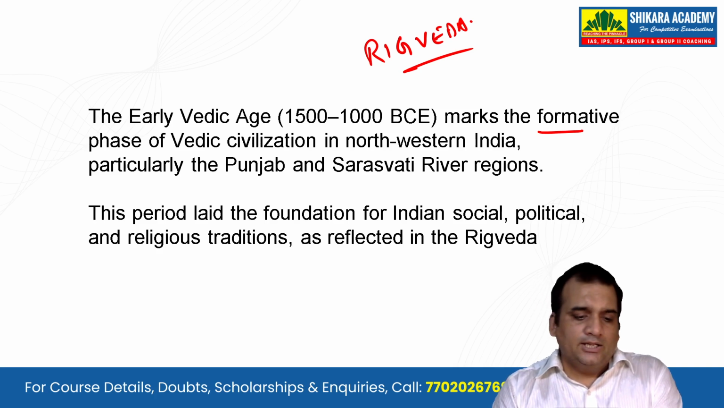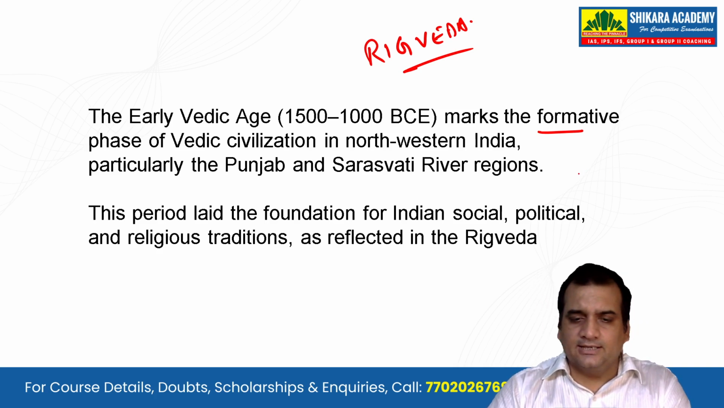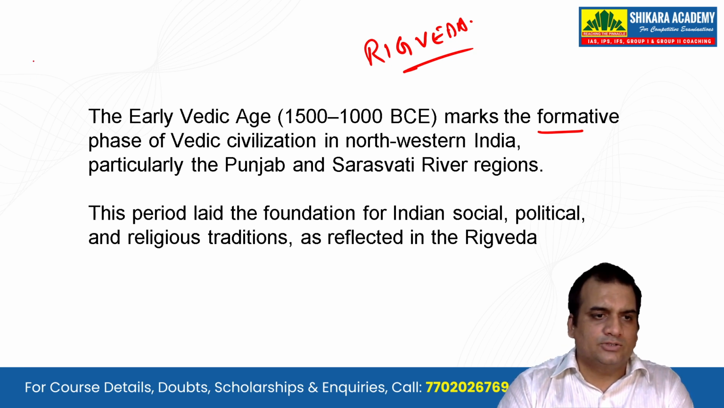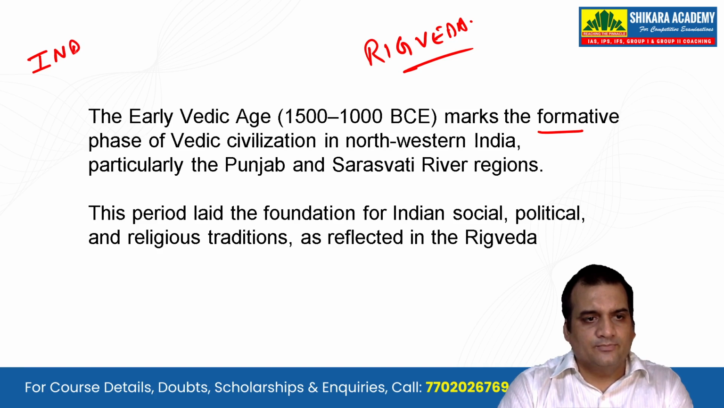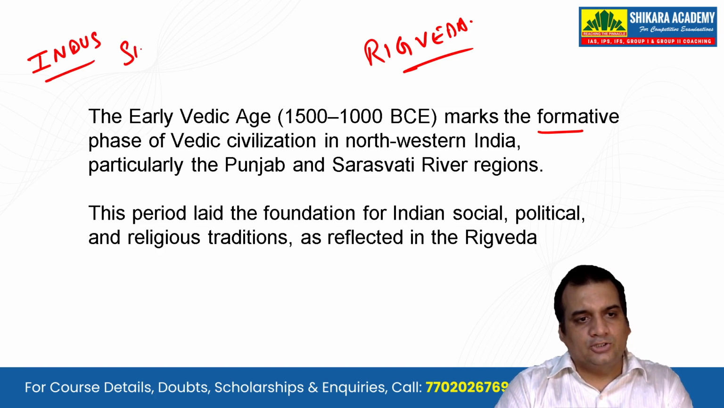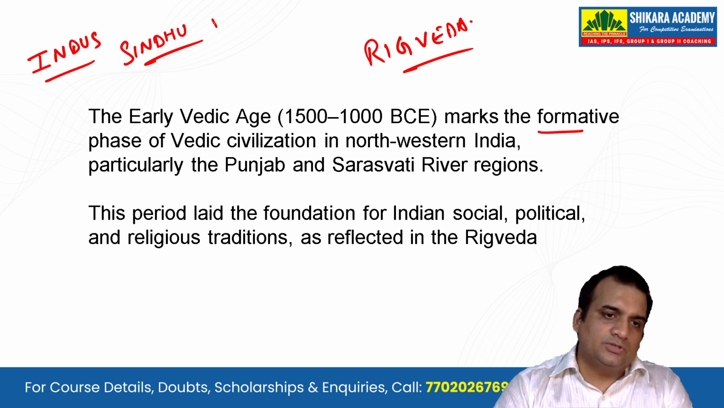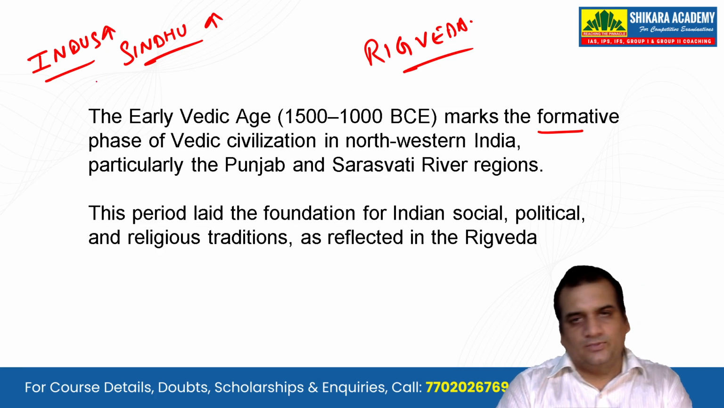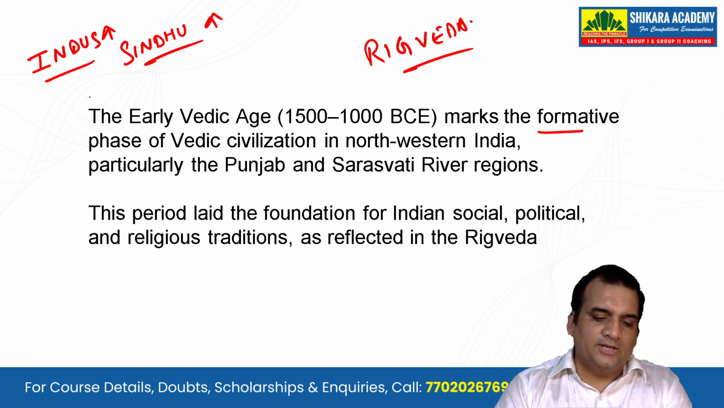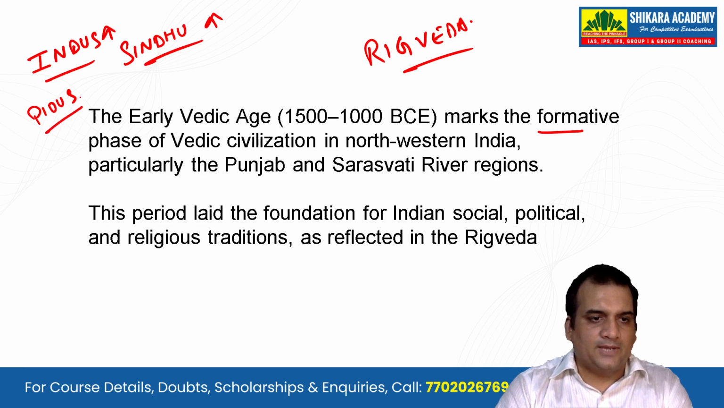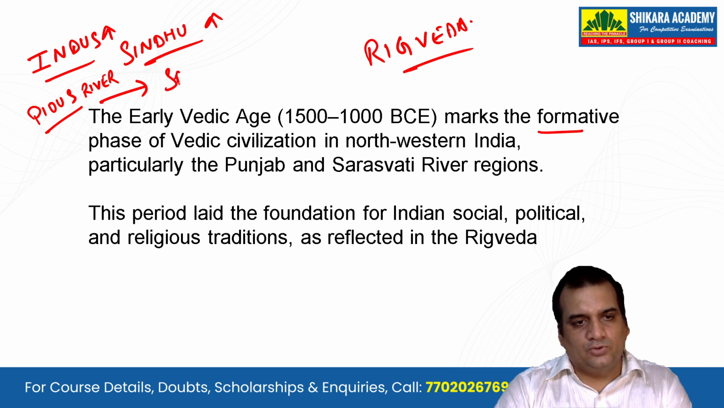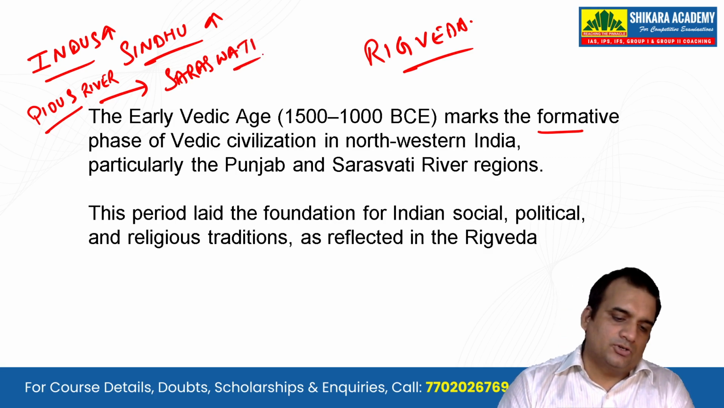And here we see that there are three or four rivers which are continuously mentioned. Number one, the Indus River or the Sindhu, is mentioned many times in the Rig Veda. The second most mentioned is a very pious river, and the name is Saraswati. Unfortunately we don't see Saraswati anymore now, but at that time we find this mention of Saraswati.